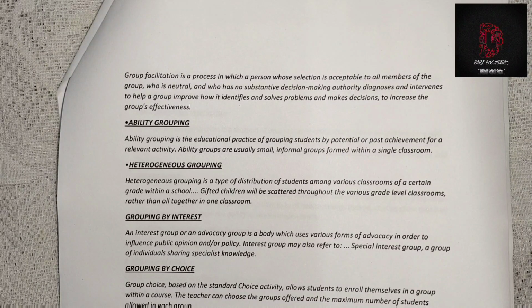Next is the heterogeneous grouping. Heterogeneous grouping is a type of distribution of students among various classrooms of a certain grade within a school. Gifted children will be scattered throughout the various grade level classrooms rather than all together in one classroom. So we call this heterogeneous.